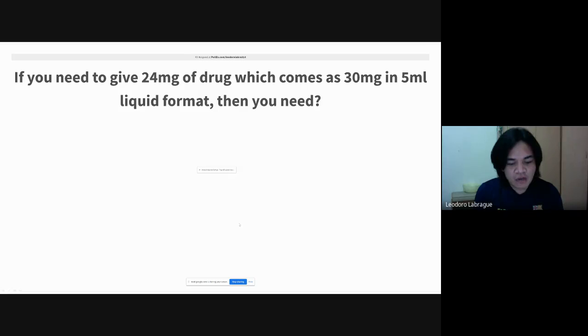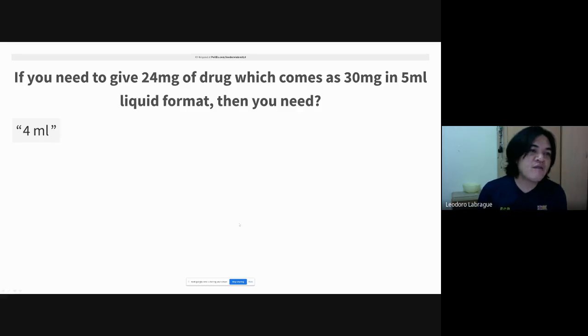If you need to give 24 milligram of drug, which comes as 30 milligram in 5 ml liquid format, how many ml are you going to give to your patient? The order is 24 milligram. The available is 30 milligram in 5 ml. This medication is in liquid. So the question is, how many ml are you going to give to your patient?